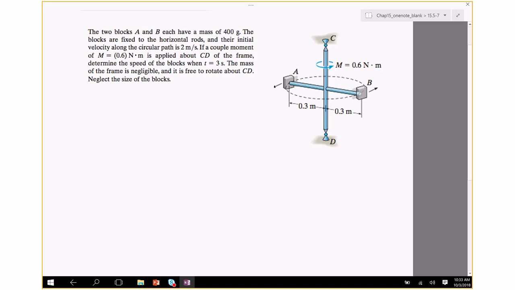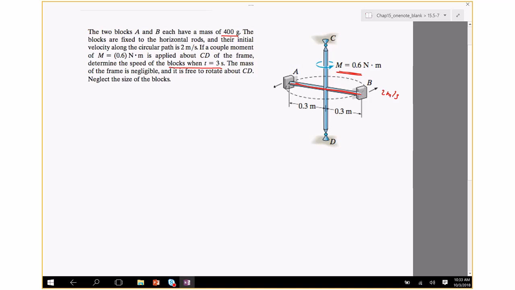Two blocks, each of mass 400 grams. The blocks are fixed to the horizontal rods, and the initial velocity along the circular path is 2 meters per second. If a couple moment M equals 0.6 newton meters is applied about CD of the frame, determine the speed of the block when time t equals 3 seconds. The mass of the frame is negligible and it's free to rotate about CD, and neglect the size of the blocks.